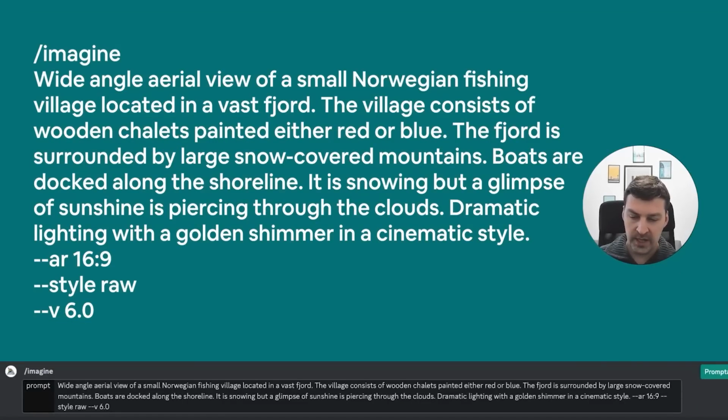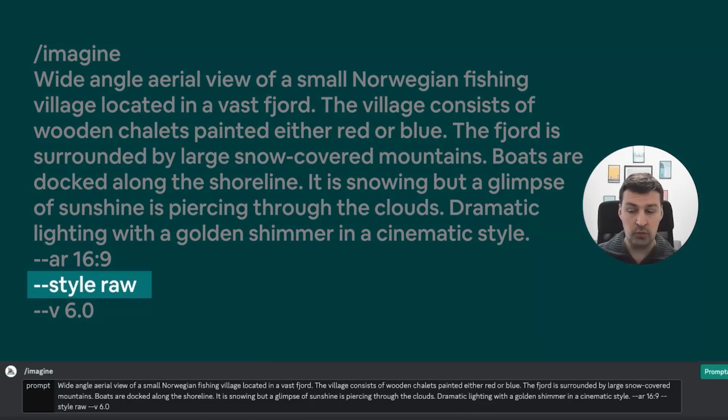Imagine wide-angle aerial view of a small Norwegian fishing village located in a vast fjord. The village consists of wooden chalets painted either red or blue. The fjord is surrounded by large snow-covered mountains. Boats are docked along the shoreline. It is snowing, but a glimpse of sunshine is piercing through the clouds. Dramatic lighting with a golden shimmer in a cinematic style. And then we add our parameters.